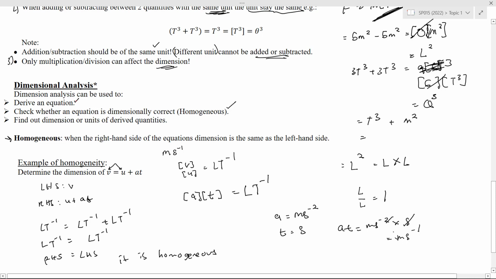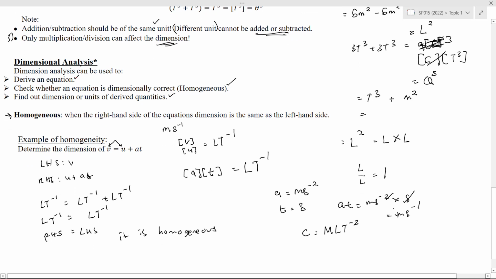Okay, that's the second thing why we use dimension analysis. The third is to check out dimension or unit of derived quantity. So for example, katakan kita ada C sama dengan MLT negative 2. Dia kata benda ni apa ni? Kita tahu the SI unit of M adalah kg, the SI unit of L adalah m, the SI unit of T negative 2 adalah s negative 2. So actually C ni adalah F. So we can find out the dimension or units of derived quantity menggunakan kita punya dimension.